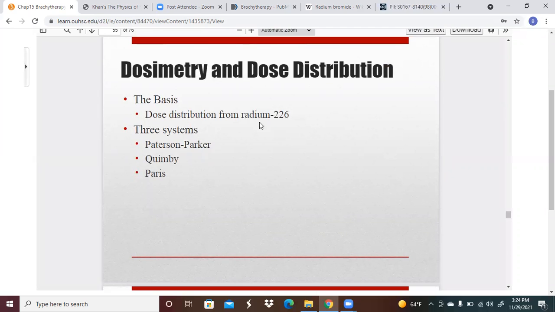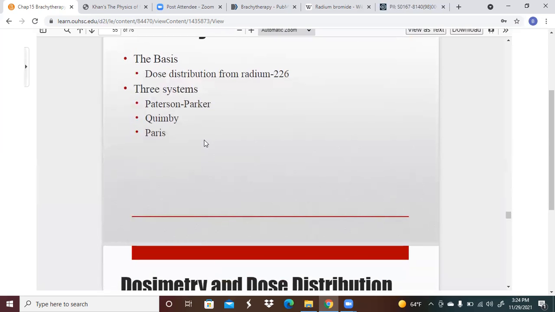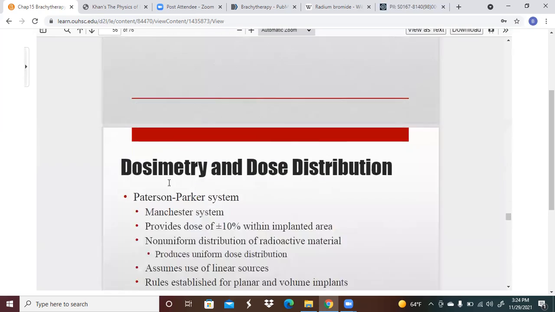Now, the basis for how these radioactive sources work, you've got dose distributions from radium-226, and you've had 3 systems here that were developed in order to be able to distribute or calculate what that dose is going to be. Patterson-Parker, you've got the Quimby or Memorial system is another way, and then the Paris system.